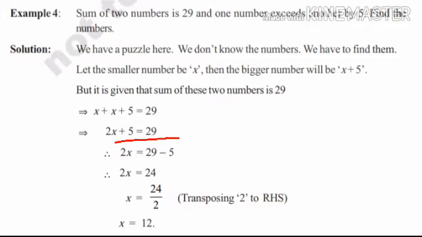Therefore, x plus x plus 5 is equal to 29. Add the like terms. x and x is equal to 2x, plus 5 is equal to 29. Transposing 5 to the right side of the equation, that is 2x is equal to 29 minus 5. That is 2x is equal to 24. Transposing 2 to the right side of the equation, x is equal to 24 by 2. Here 24 is divisible by 2. We will get x is equal to 12. Therefore, the smaller number is x, that is 12, and the bigger number is x plus 5. Substitute the x value. 12 plus 5, that is equal to 17.